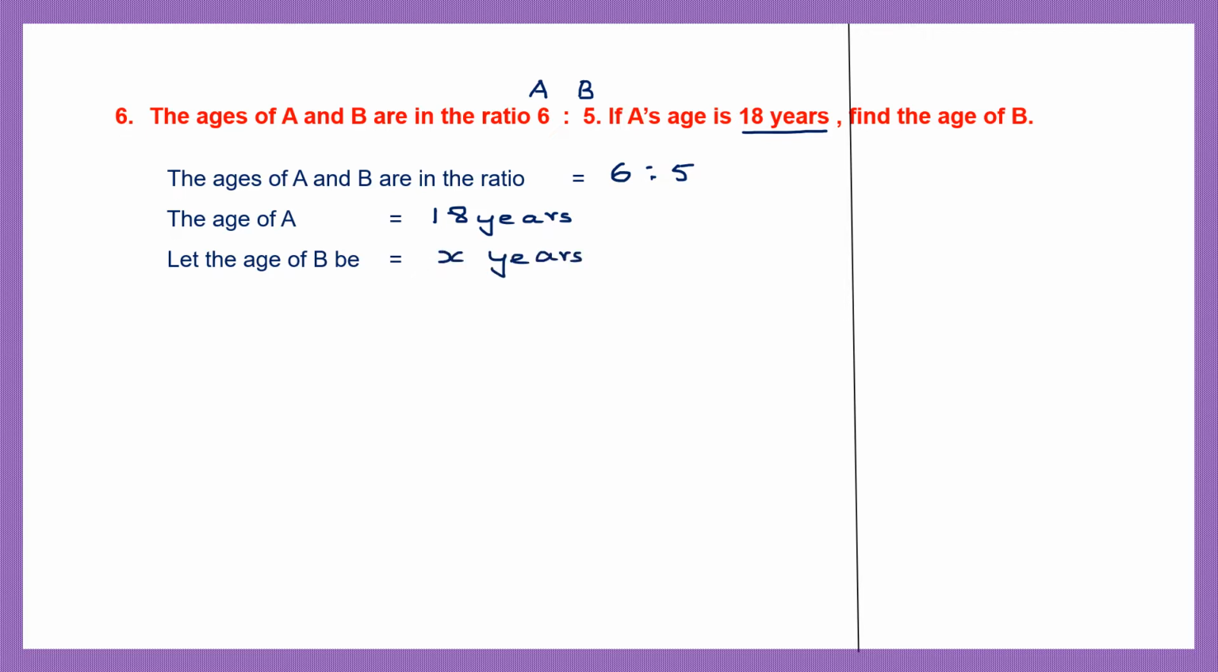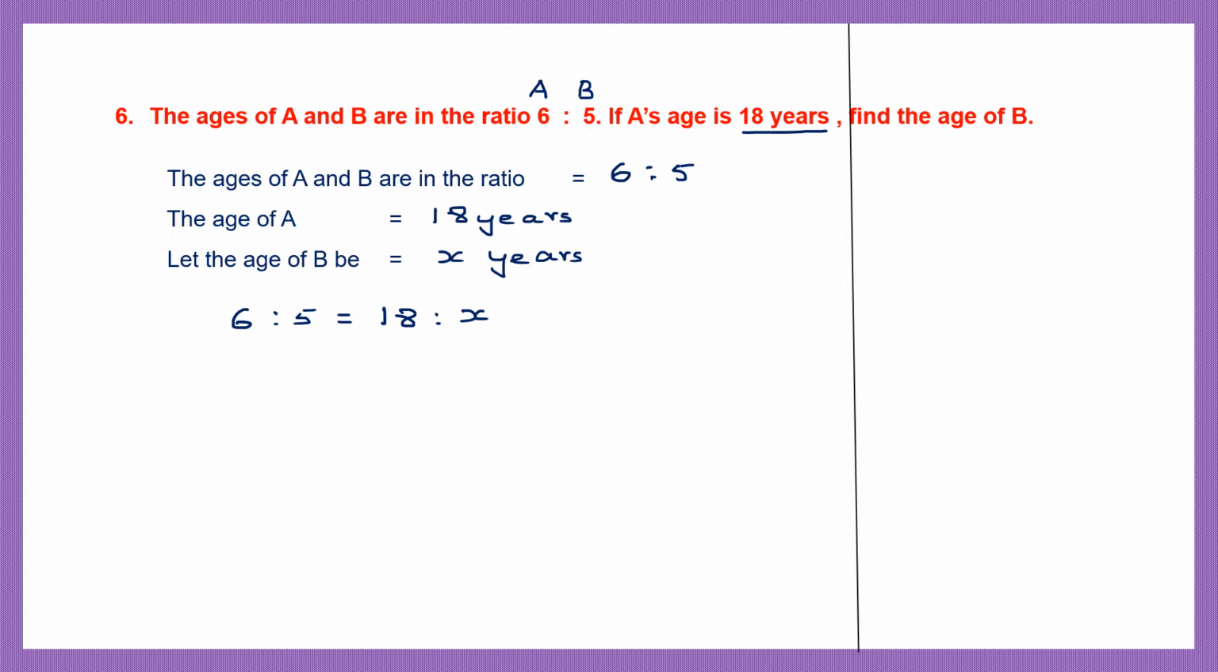Now we have to make a proportion. So 6:5 is the first ratio. Now the second ratio also we should make with the help of 18 and X. Which will come first? In 6:5, A is first and then B is second. Similarly, on the right hand side also we need to have A first. That means 18 should come first and X should come second. So the order on the left hand side is A is to B, and on the right hand side also it is A is to B. The order is very important.